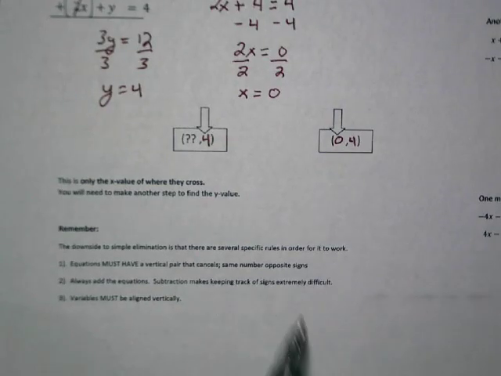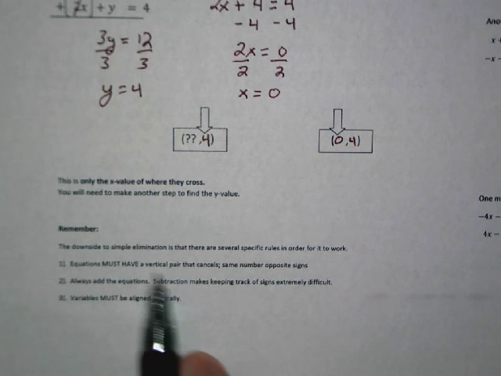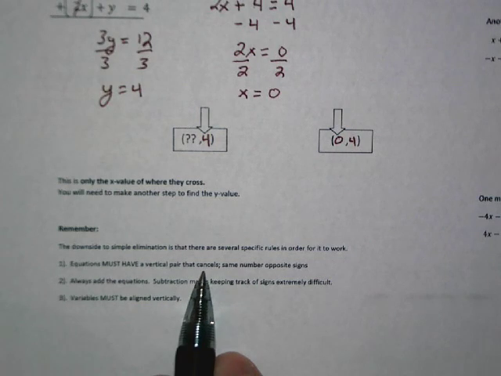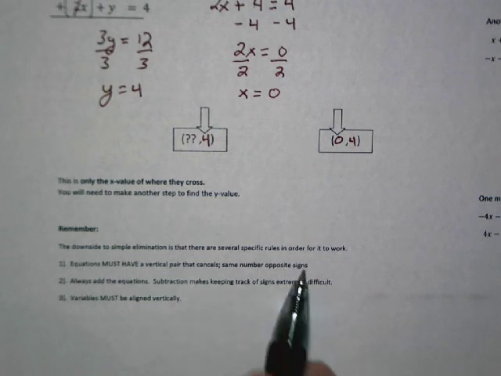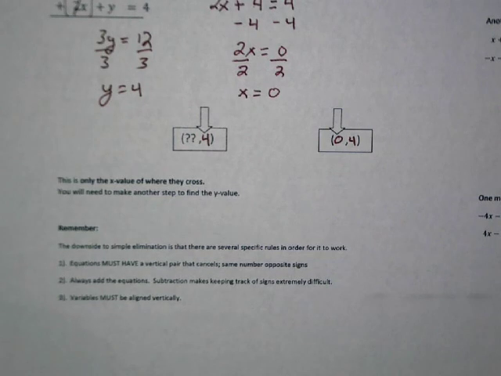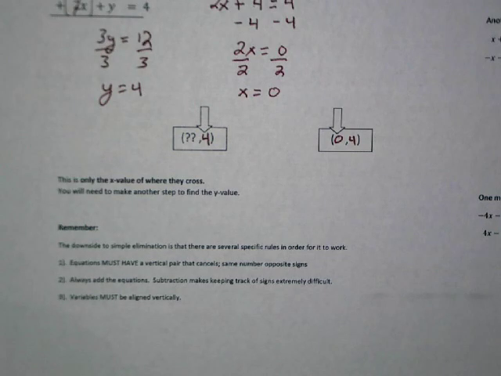Okay, the downside to simple elimination is there are several specific rules in order for it to work. They must have a vertical pair that cancels, like that last one did. In other words, same number, opposite signs. You're always going to add the equations. Subtraction, even though it would work, makes keeping track of signs very difficult. And everything must be lined up.